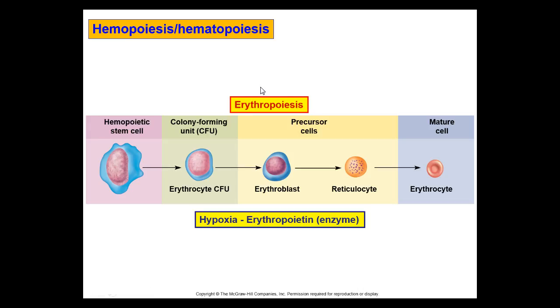Okay, so let's talk about erythropoiesis, the production of erythrocytes, or red blood cells. We start with what we call the hemopoietic stem cell. And again, when we say stem cell, they're typically capable of differentiating into different types of cells. We will see that this same stem cell is capable of differentiating into leukocytes, or white blood cells. But here, what we're talking about is the process that will result in us having a mature erythrocyte in the blood.